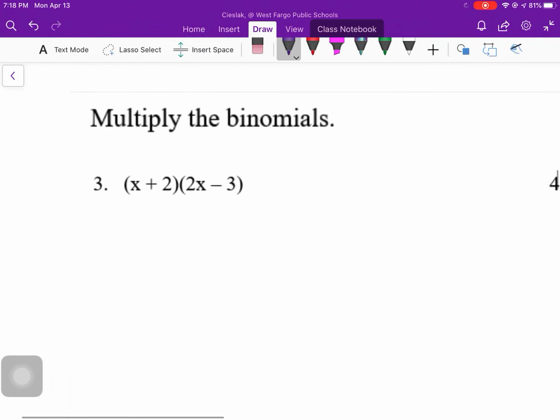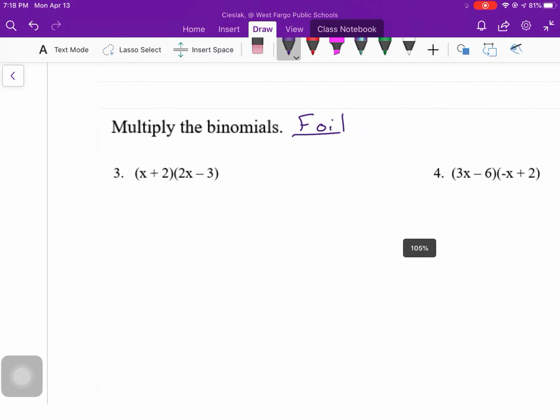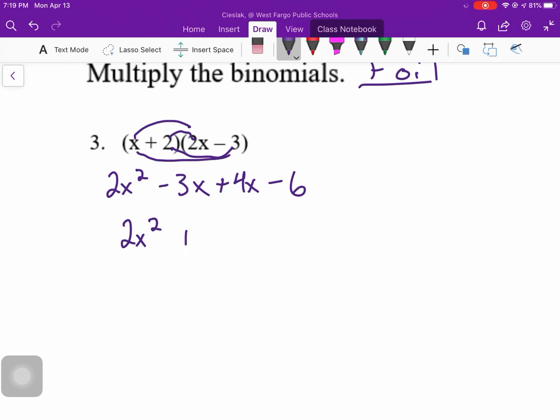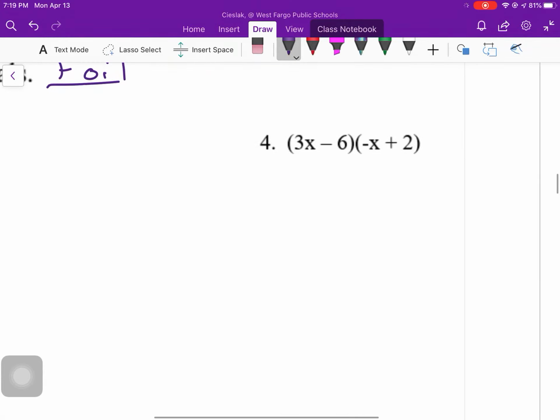So multiply the binomials. If you guys remember how to do this from algebra, it's FOIL, which tells us first, outside, inside, last. Okay, so if I have x plus 2 times 2x minus 3, my first is going to give me 2x squared. My outside is going to give me minus 3x. My inside is going to give me plus 4x. Last is going to give me minus 6. Now we combine our like terms. I get 2x squared. Negative 3x plus 4x is plus x. And then I get minus 6. Okay, so it's like reverse foiling. It's when you multiply two binomials times each other.